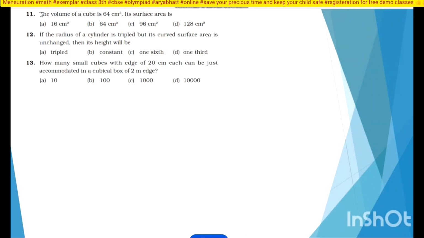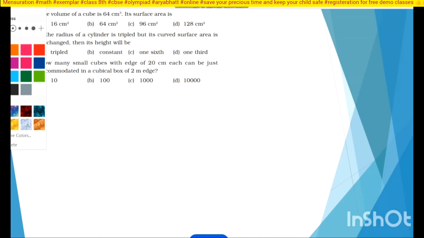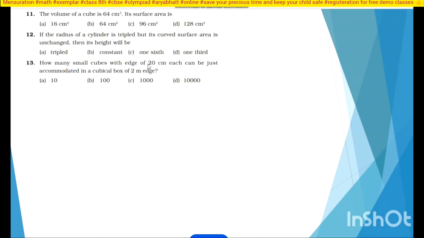Okay, what they are saying in question number 13: how many small cubes with an edge of 20 centimeter can just be accommodated in a cubical box of 2 meter? Means I have a cubical box of 2 meter, but I have small cubes, and that dimension is 20 centimeter. So they are asking how many can be adjusted.